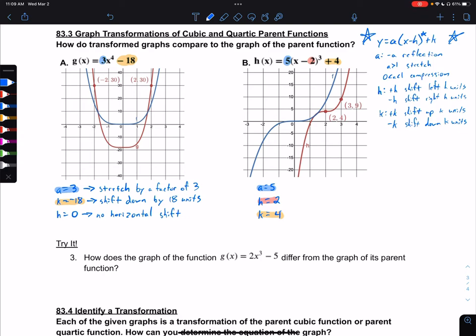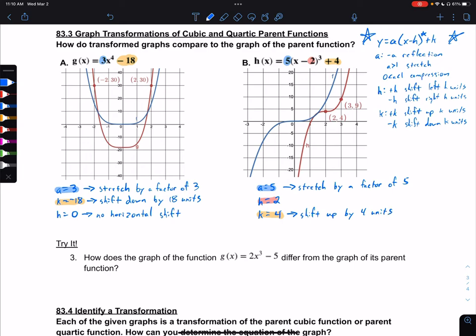Okay, so a being equal to 5, that causes a stretch, right? It's greater than 1, so there's a stretch by a factor of 5. I'm going to go to k first because that's a bit easier. K being a positive 4, we're going up, right? So that would be a shift up by 4 units.